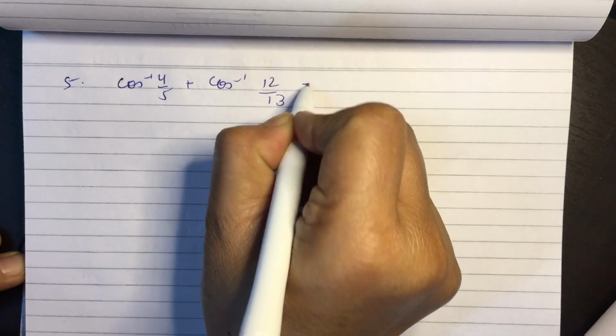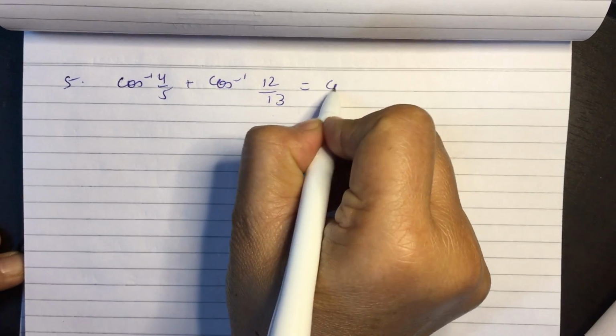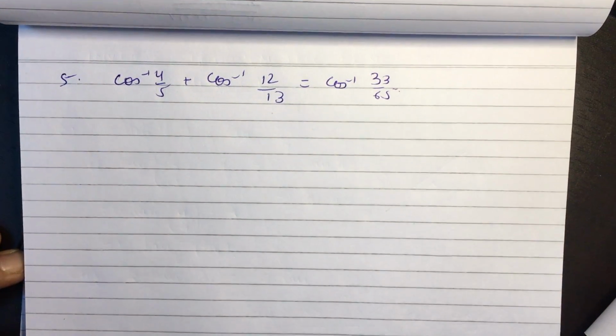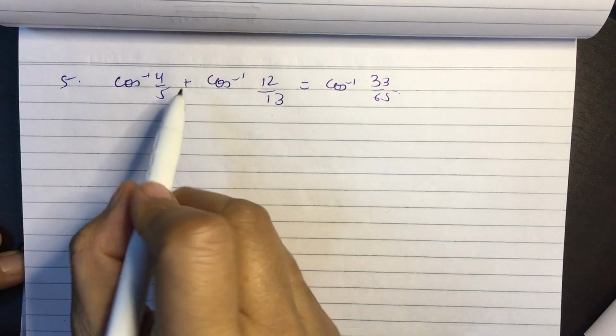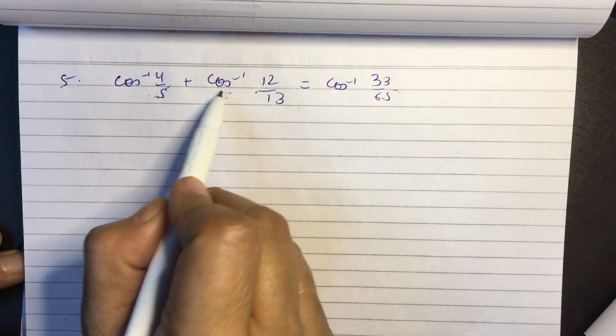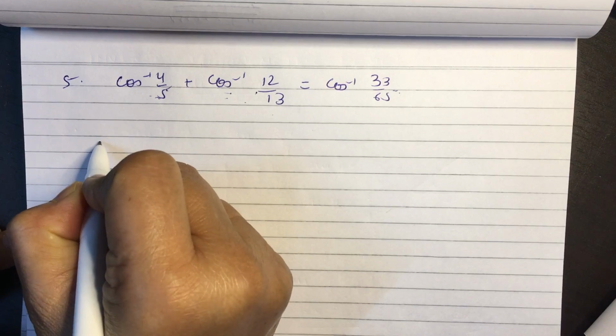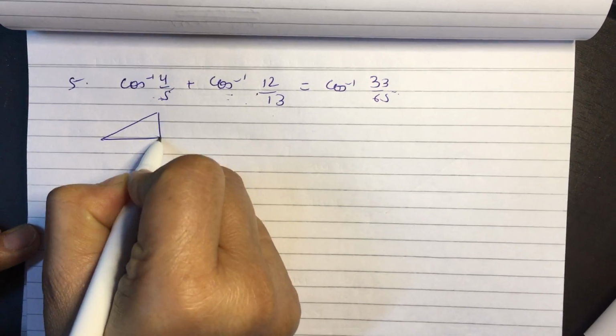So we will convert, in case of question number 1, cos inverse 4 by 5 plus cos inverse 12 by 13 to be proved equal to cos inverse 33 by 65. So what we will do is convert both these cos inverse functions to tan inverse and prove it to the right hand side. We can do it in this manner.